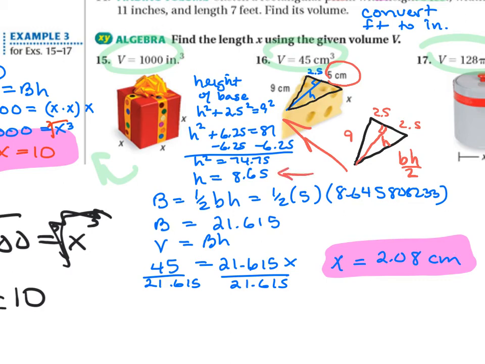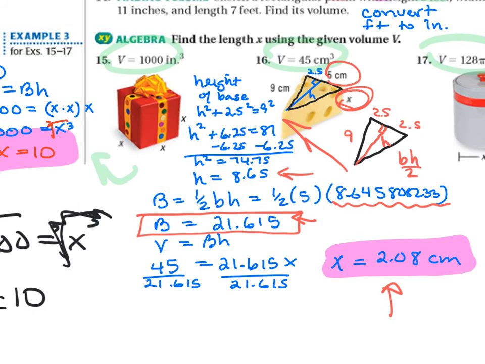My height becomes 8.65. Now, when I did it in the formula, I left the whole thing that was on my calculator. So if you rounded it, then your base area might have been a little bit different than mine. But this is the area of the base. And now I'm going to multiply it by how tall the prism is, or the piece of cheese, and that's x. So then I'm just dividing the volume by the base to get the height, which is 2.08 centimeters.